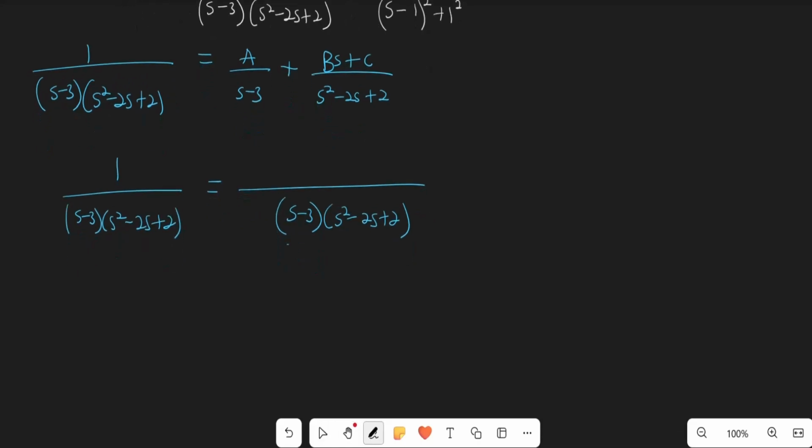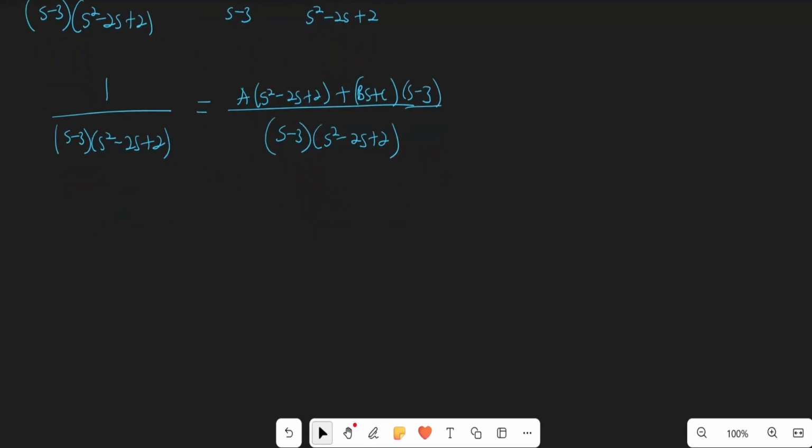So now let's divide. This one divided by this is the quadratic term, so it's going to be A multiplied by s squared minus 2s plus 2, and now plus Bs plus C, this is multiplied by the linear term s minus 3. So the denominators are the same. When we multiply by it, we cancel it. Now the numerators will now be the same as well. So that means that 1 is equal to, now let's expand, As squared minus 2As, right, plus 2A. And now expand this, FOIL this one too, is going to be Bs squared minus 3Bs, right, plus Cs minus 3C.